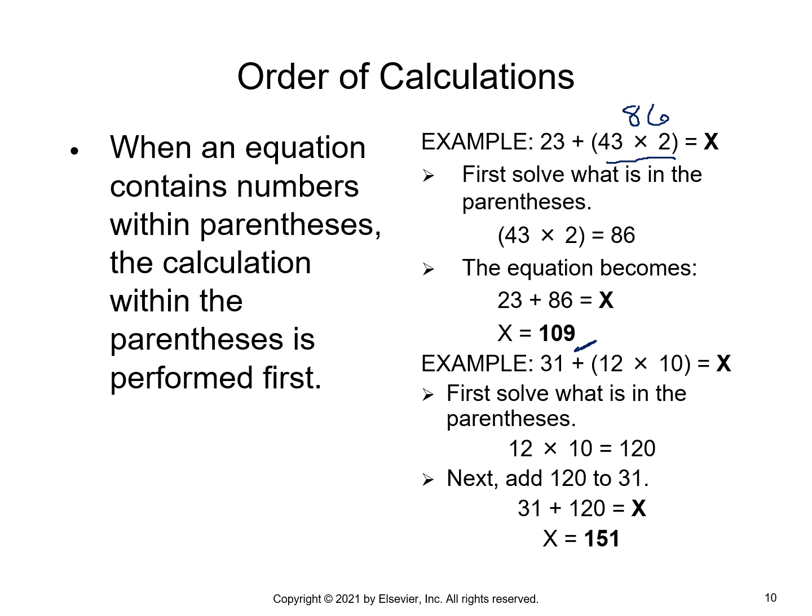Here in the second example, 12 times 10, you would work this part out first. So 12 times 10 is 120, doing what's in the parentheses. Then the 120 added to the 31 gives you your final product of 151.